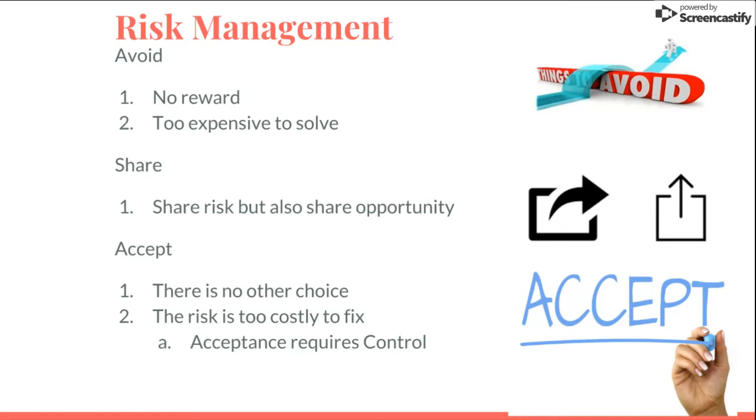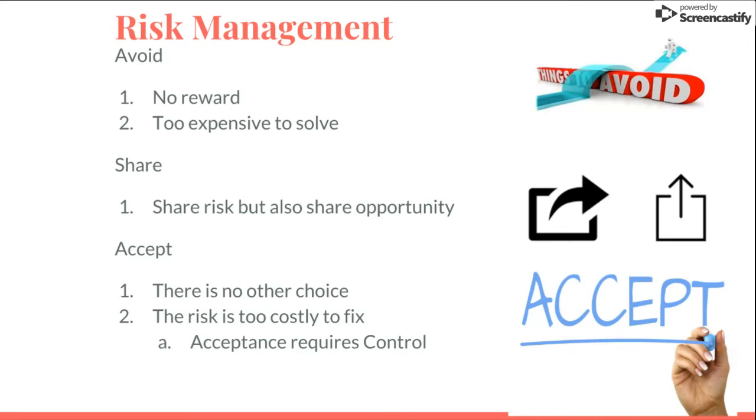And the third traditional way is acceptance. If there is no other choice or no other way to mitigate the risk, all that's left is to accept it. For example, if a risk is too costly to fix, then you're left with nothing but acceptance. But acceptance does not mean passiveness. One guideline given is that acceptance always requires control.